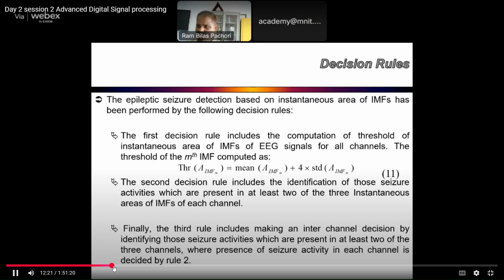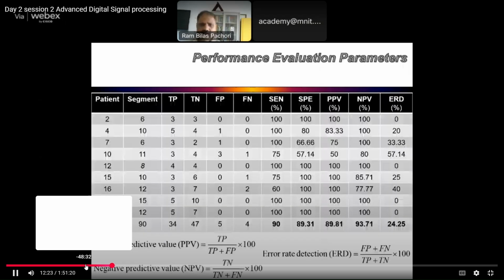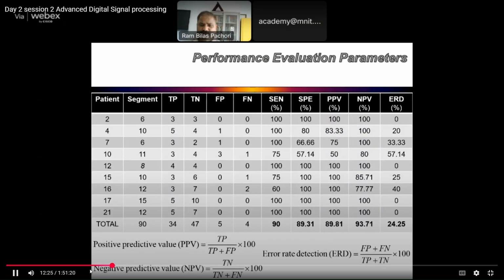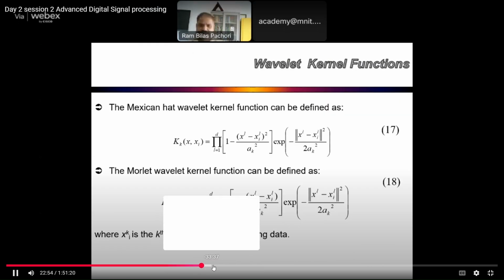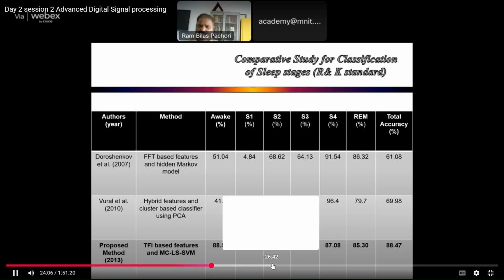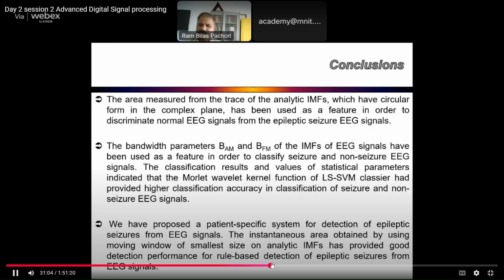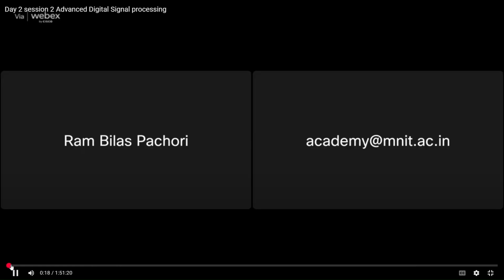is decided by the rule 2. So now we see performance evaluation parameters, percent, segments, moderate weighted kernel function defined by equation 8. And 61.08%. IMFs can provide good detection performance for rule-based detection of the epileptic seizure from EEG signals.